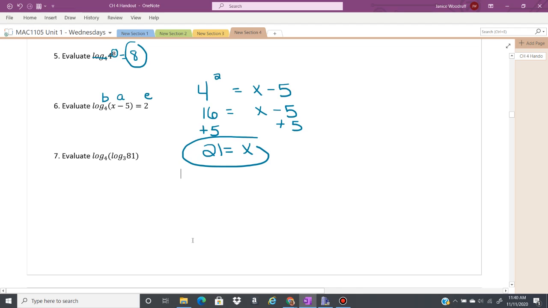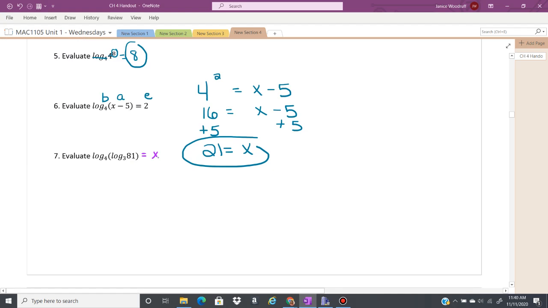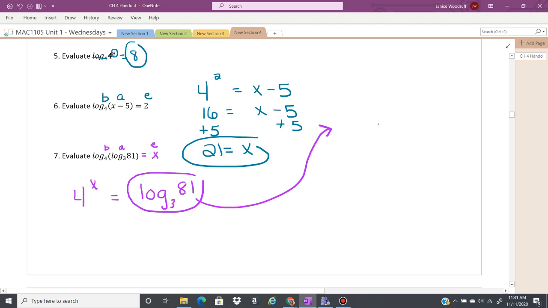All right, so let's take a look at number 7. That's going to be a little bit different here for you. I'm going to add in my equals x. All right, so my base is 4. My answer is log base 3 of 81. My exponent is x. So here I have base of 4, exponent of x, answer of log base 3 of 81. Then what I want to do is take this log base 3 of 81, because then this can have something inside of itself. So I'm going to move it over here.